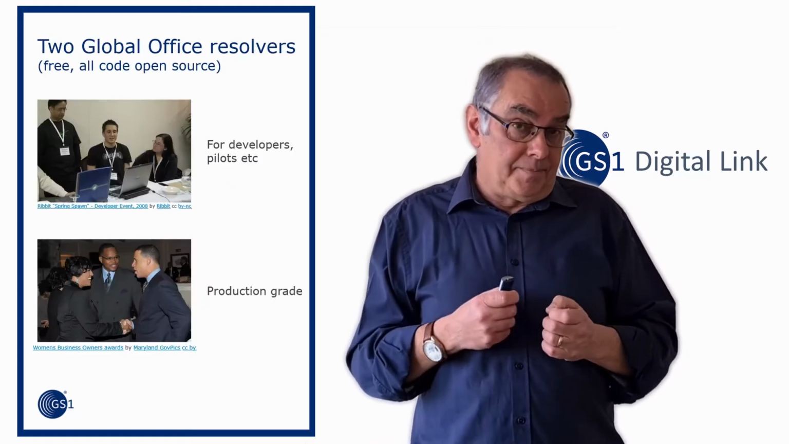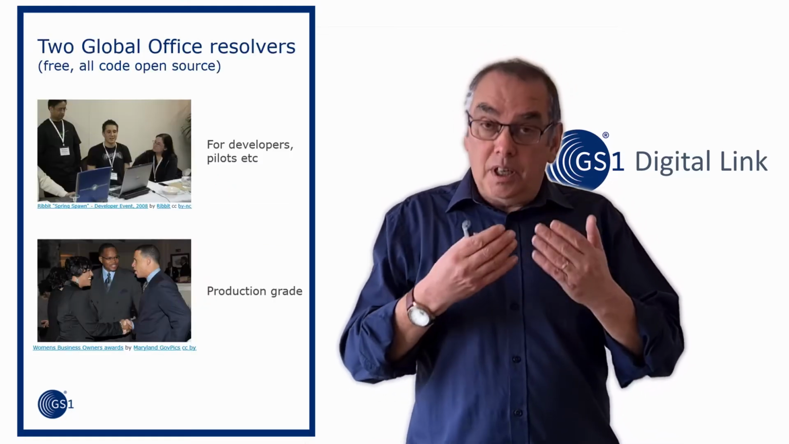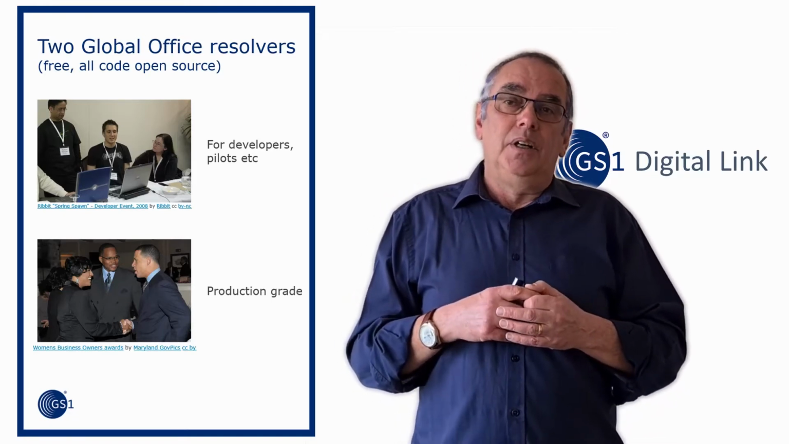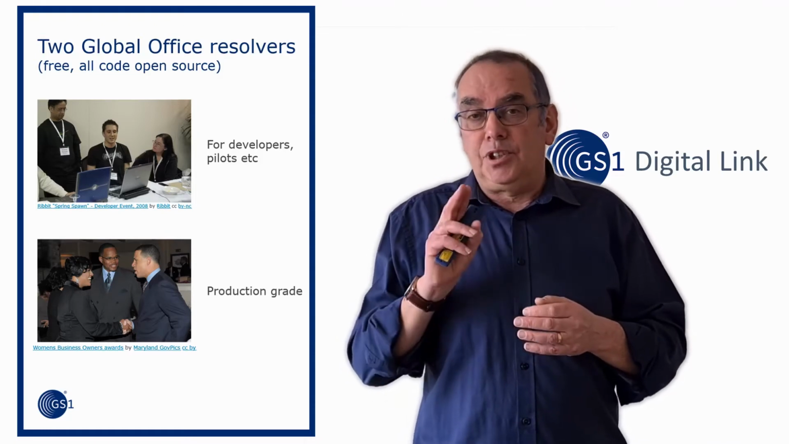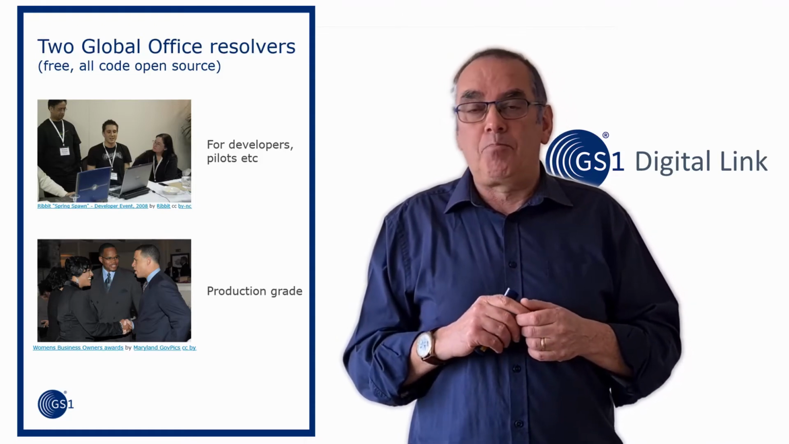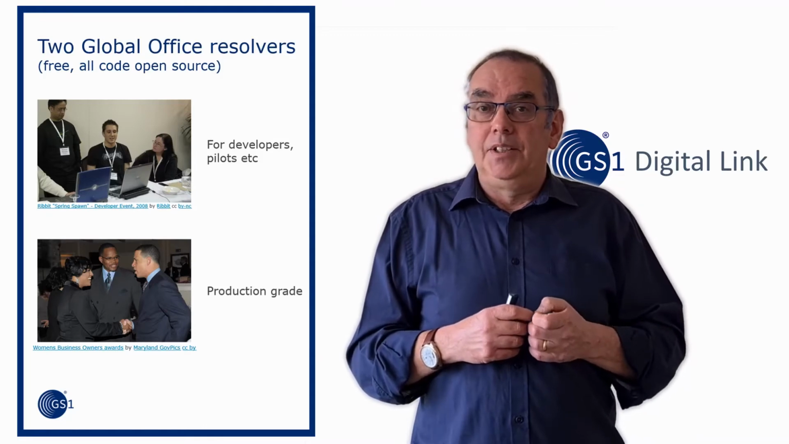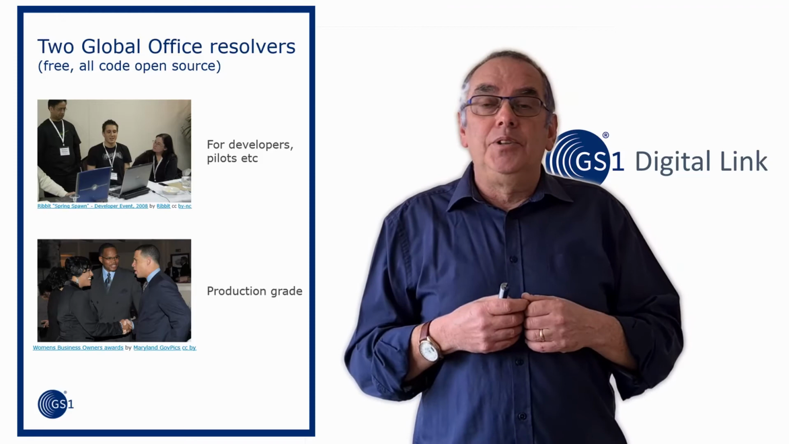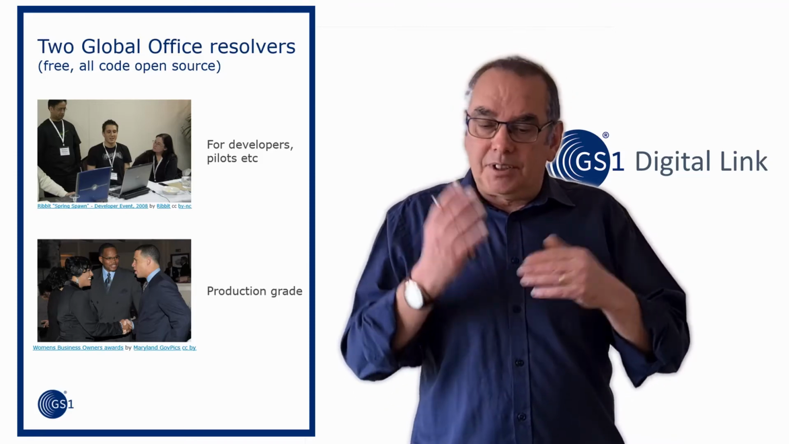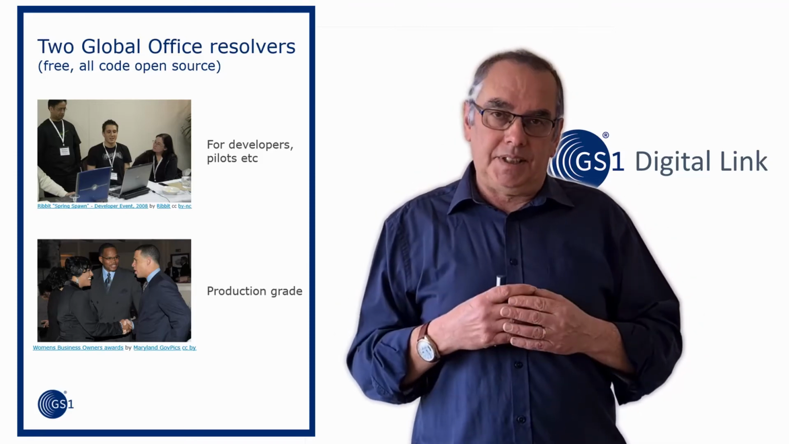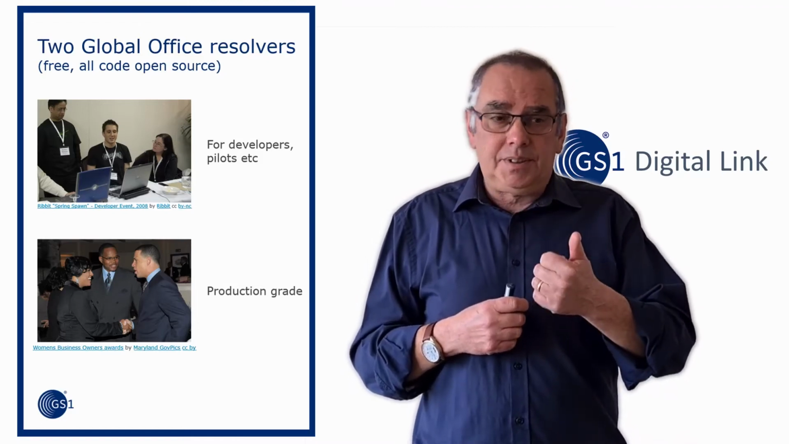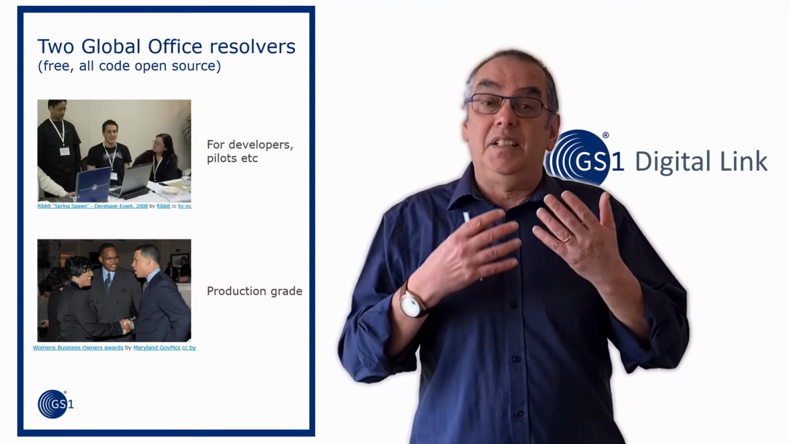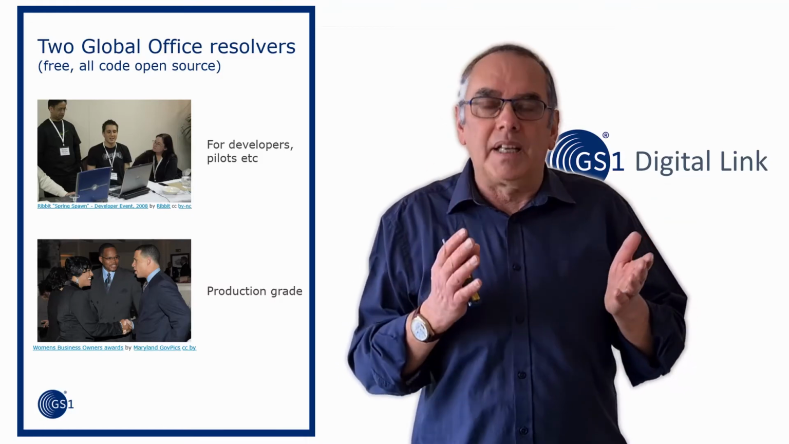Now, to make this easy for you to work with your members to realize this future, GS1 Global Office actually makes two resolvers available to you. One of them is for developers, and for experiments and trials. Test it. You can put any old link in there, hit it, try it, see what works, test out the system. It's there so that MOs, solution providers, manufacturers and developers can experiment without anything breaking or doing any harm.